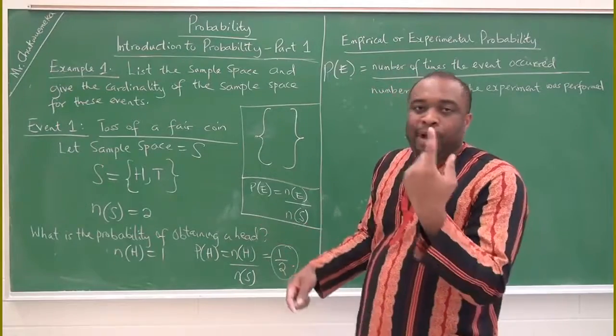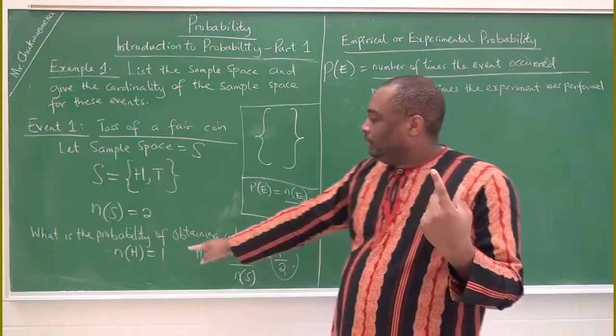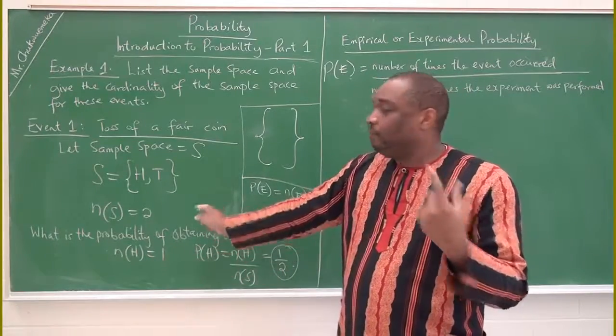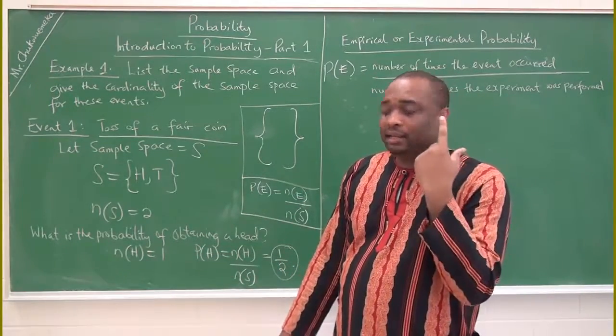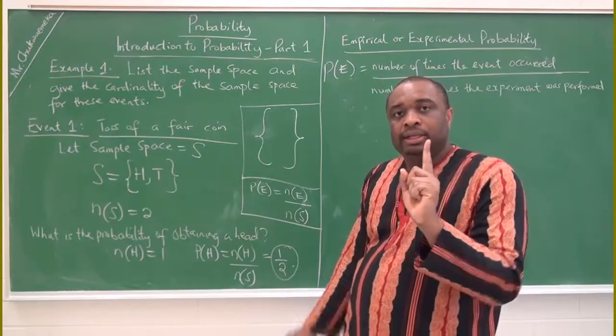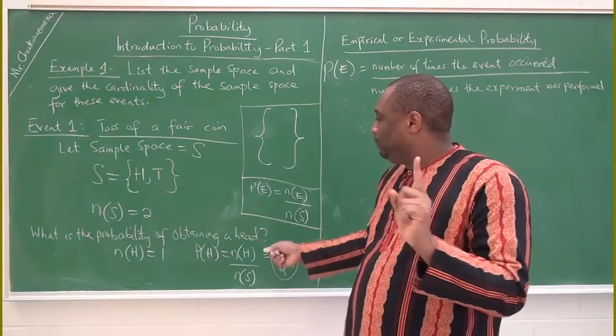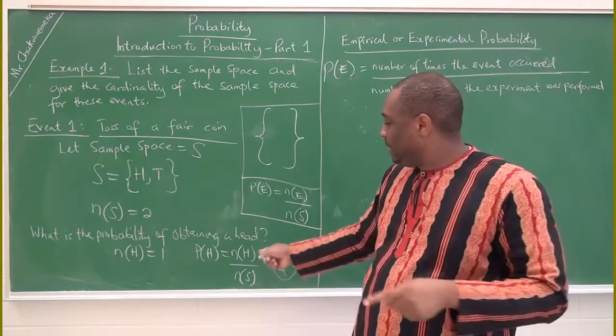The same thing, what is the probability of having a tail? You ask yourself, how many tails do you have when you toss a coin one time? You have only one tail, right? So the probability of having a tail is now 1 over 2.